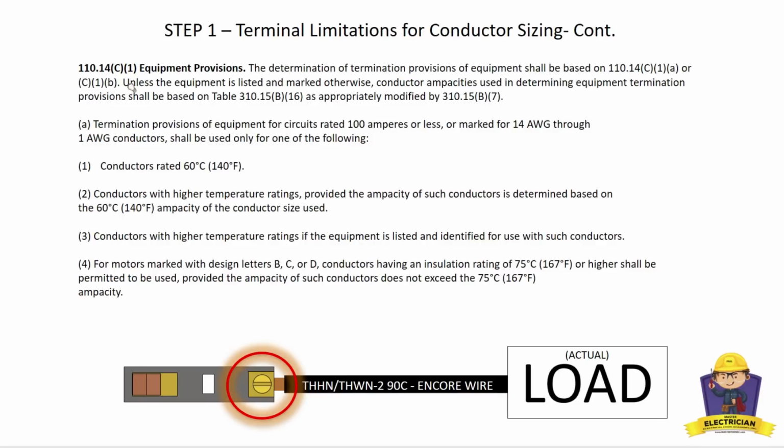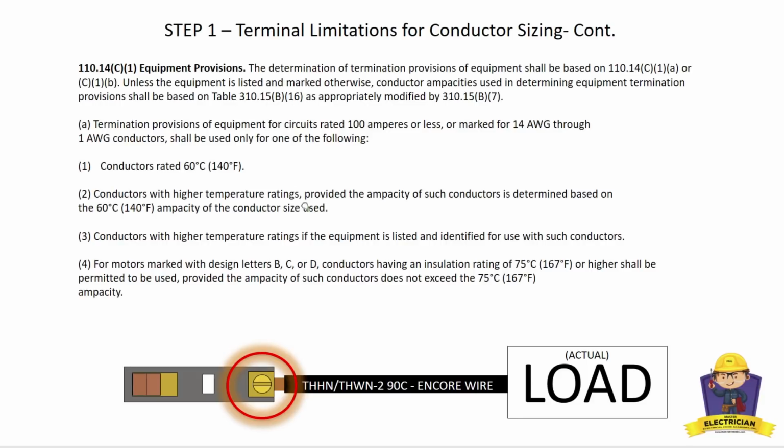It's important that we read up here in the charging statement that it says, unless the equipment is listed and marked otherwise, conductor ampacities used in determining equipment termination provisions shall be based on Table 310.15(B)(16) as appropriately modified by 310.15(B)(7). Now, (B)(7) is that little mini table.